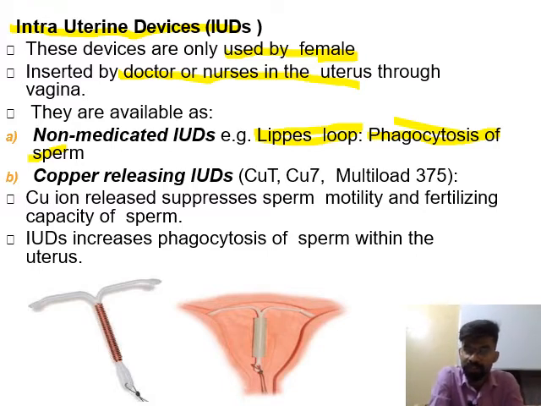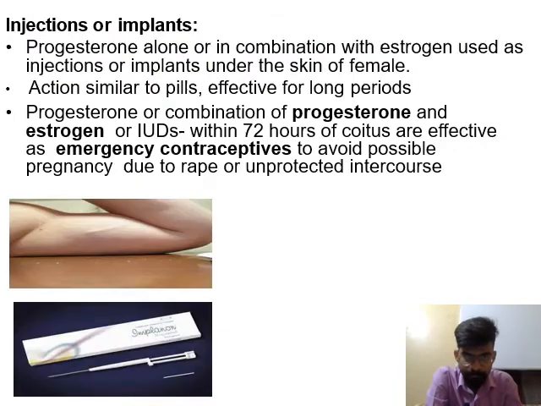So this is the function of intrauterine devices, and where the intrauterine devices are inserted, you can simply write: in the uterus. There are two types of intrauterine devices: non-medicated and copper-releasing. And the examples of copper-releasing intrauterine devices are copper T, copper 7, and Multiload 375. Next.